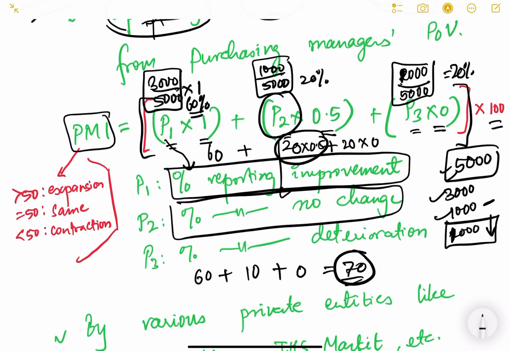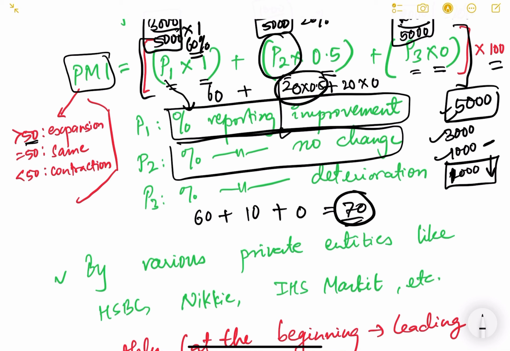Now if the purchasing manager index is more than 50, it means that the economy is going to expand. It is expansion. If it is equal to 50, then the economy is going to remain the same. If it is less than 50, then it is contraction. This is a simple formula that they are using.